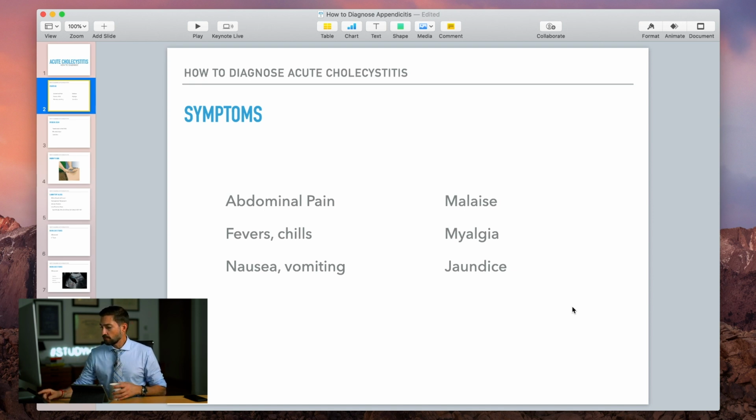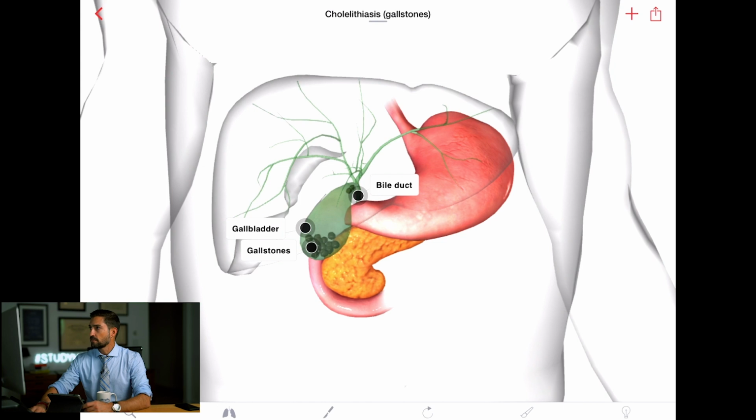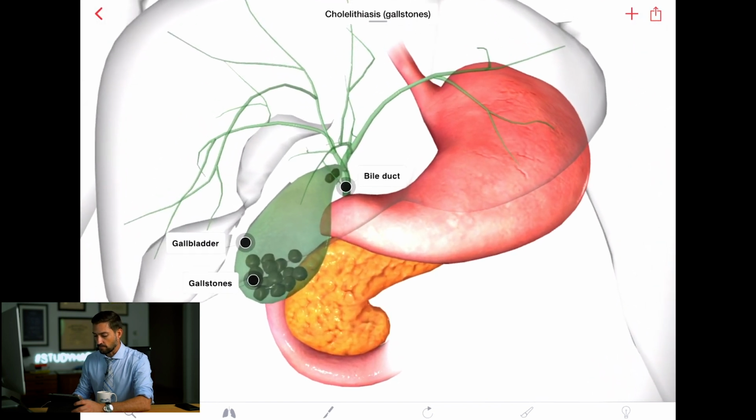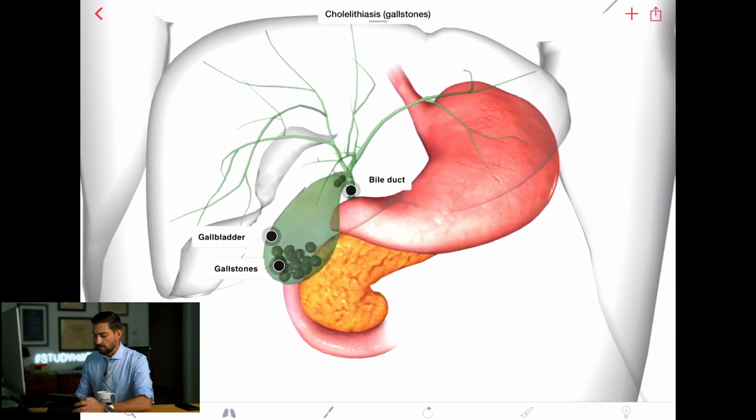First, let me go to the iPad here, and you guys know I use an app called Biodigital. It's a 3D rendering app of the entire body. It's really awesome. Let's check it out here. Let's go over just a little bit of anatomy first. And in acute cholecystitis, we're talking about the gallbladder. So here is the gallbladder. And the anatomy of this is essentially, this is the liver, okay? We have the stomach here, the small bowel, the duodenum, gallbladder itself, and the pancreas, okay?